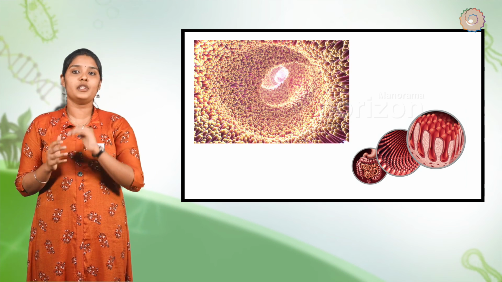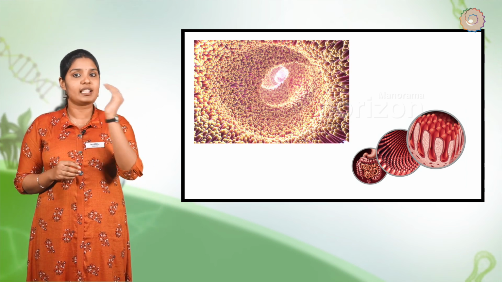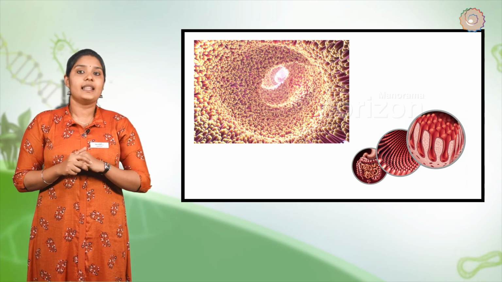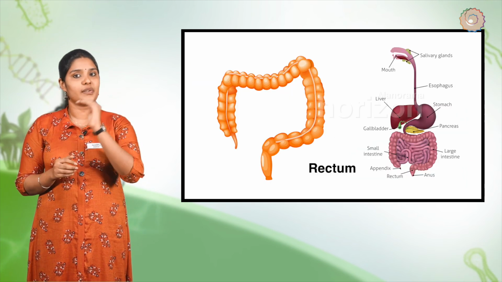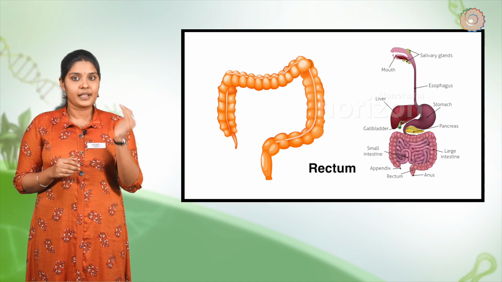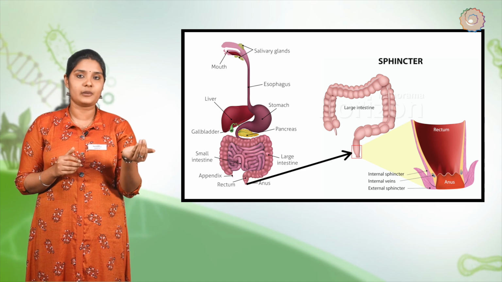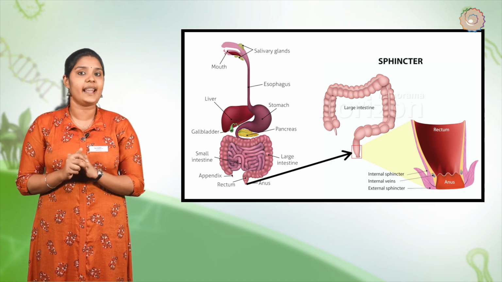The absorbed nutrients are transferred to cells to provide energy for various activities. After that, the undigested food goes to the rectum. From rectum, it is expelled out through anus, and the exit of waste materials is regulated by anal sphincter.